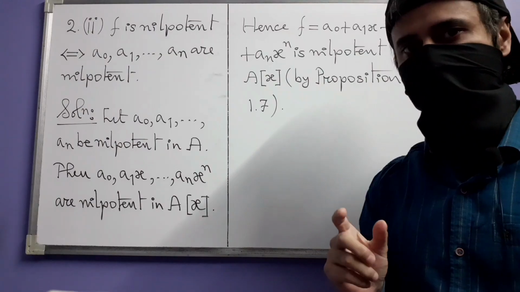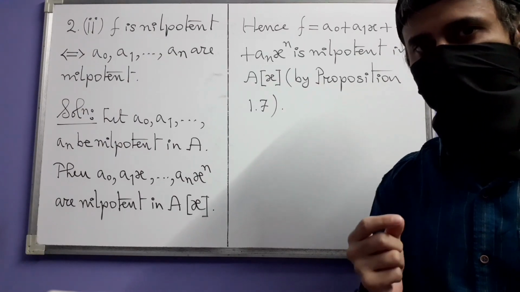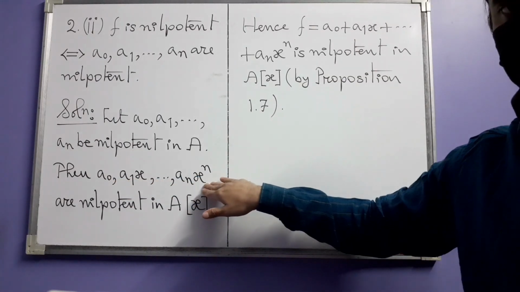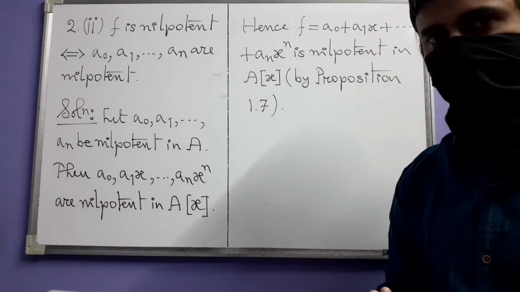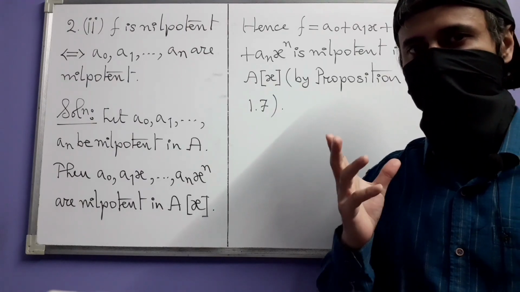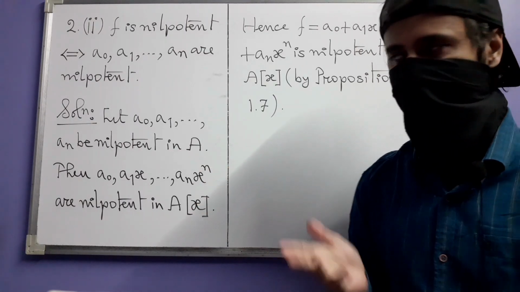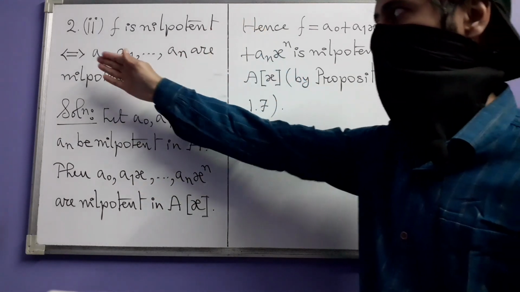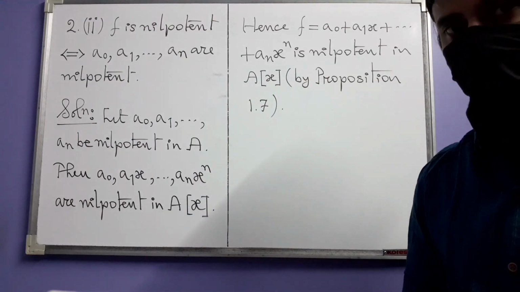Proposition 1.7 tells us that the nilpotent elements in a ring form an ideal called the nil radical. So if these are nilpotent elements, they belong to the nil radical. So their sum would also be in the nil radical, because the nil radical is an ideal and so is a subgroup of this ring under addition. So that's how we have one half of this claim, that if this is true, then that is also true. And next we are going to see the converse.